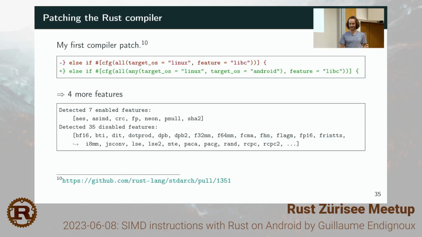I mean, it's just a few bytes, but I was very happy. And also, thanks to the Rust compiler maintainers, the review was really fast. I don't know, maybe an hour or something to get the first feedback. I think within a day it was done. And with that implemented, I had 4 more features detected.